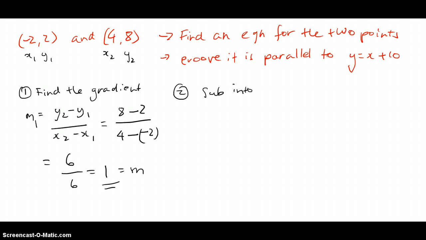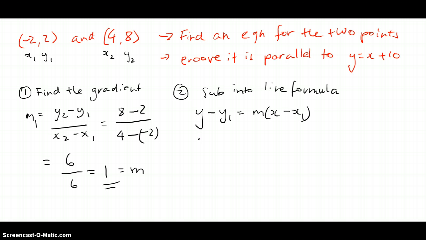Step 2, sub into the line formula. So the line formula, if you recall, was y minus y1 is equal to m, brackets x minus x1.